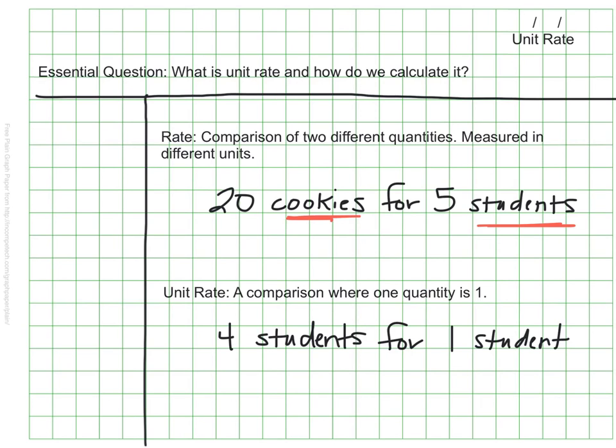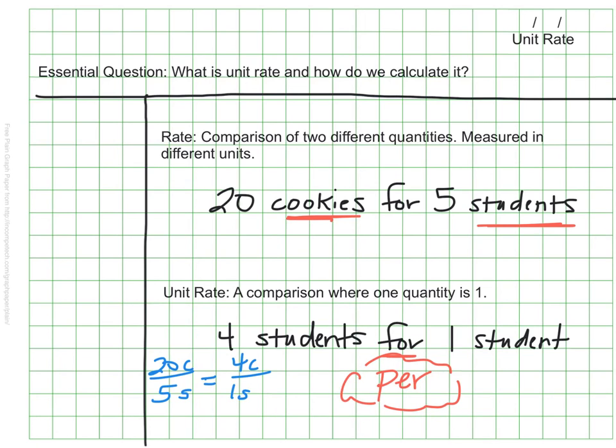So for the cookie example, I can scale the rate of 20 cookies for 5 students down to 4 cookies for 1 student. And you'll often see, instead of this 4, you'll see per. This is a clue word. This is a big word when we're talking about unit rate. It's kind of a clue when you see it that we're talking about one quantity. Per student is for each student, one student at a time.